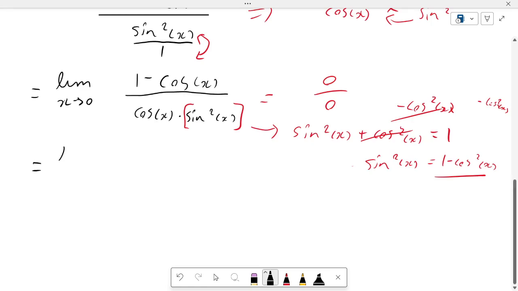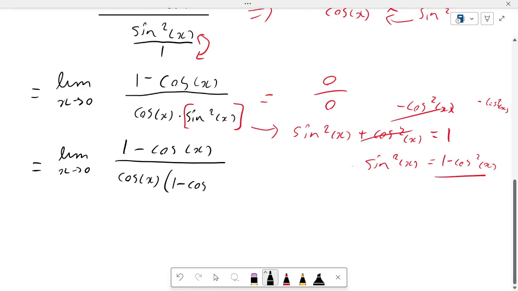The expression is equal to the limit as x approaches 0 of 1 minus cos of x, all over cos of x multiplied by 1 minus cos square of x.